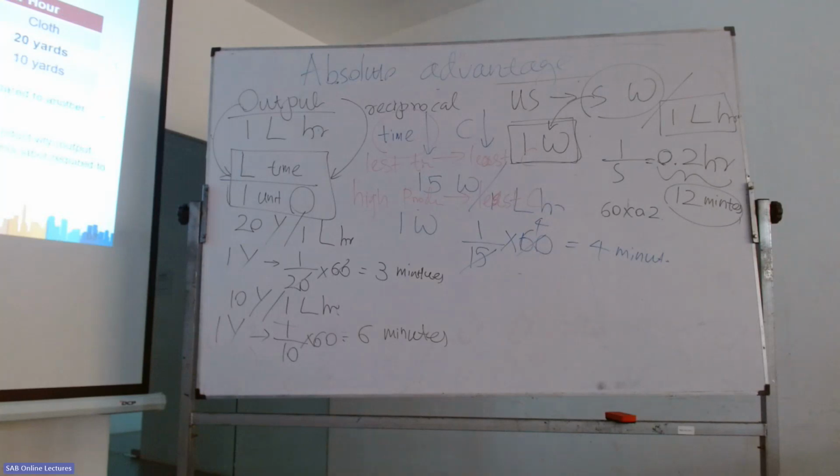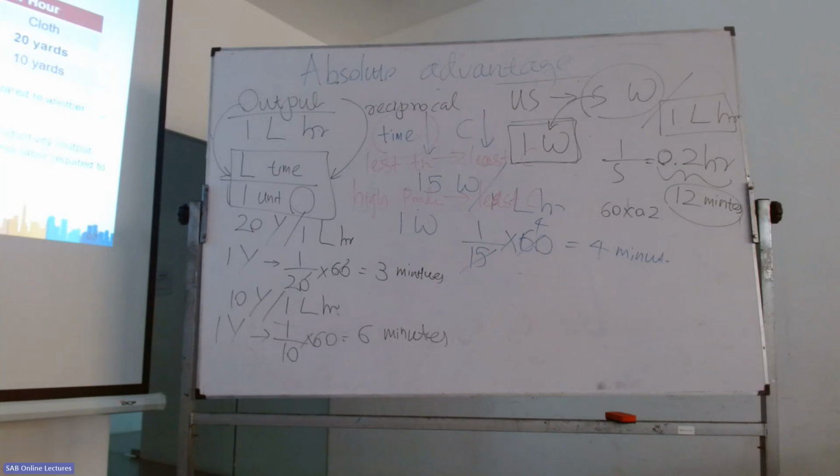The same thing can be shown in this way. In the previous table, it was about output per labor hour. Here I have taken the time required to produce 1 unit of output. That is the reciprocal of productivity. Here, it's labor time divided by the number of units produced within 1 labor hour.